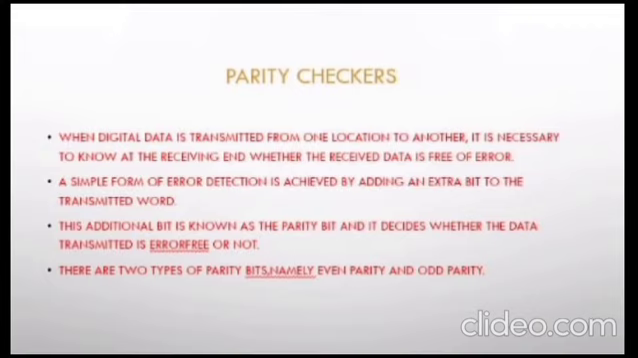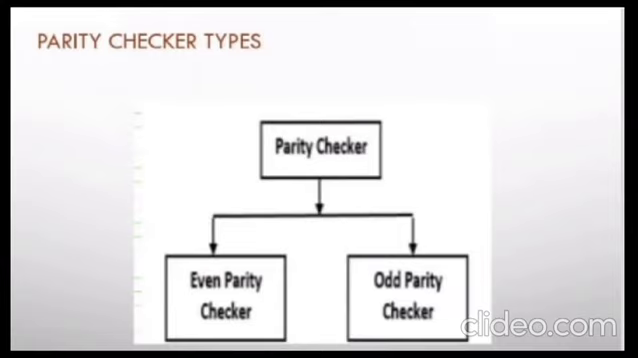Now we are going to talk about the topic of parity checkers. When digital data is transmitted from one location to another, it is necessary to know at the receiving end whether the received data is free of error. A simple form of error detection is achieved by adding an extra bit to the transmitted word. This additional bit is known as the parity bit, and it decides whether the data transmitted is error free or not. Types of parity checker. There are two types of parity checker, even parity checker and odd parity checker.